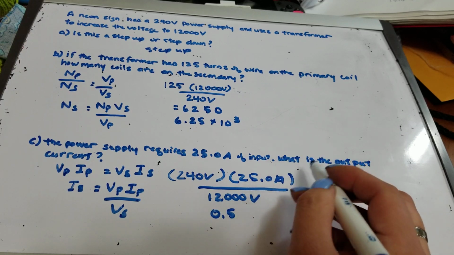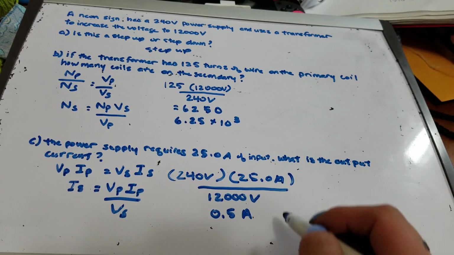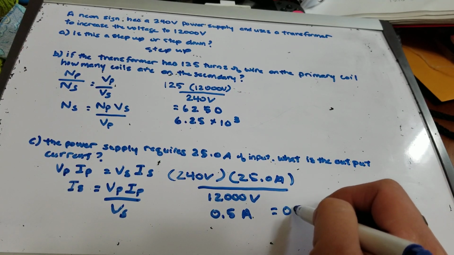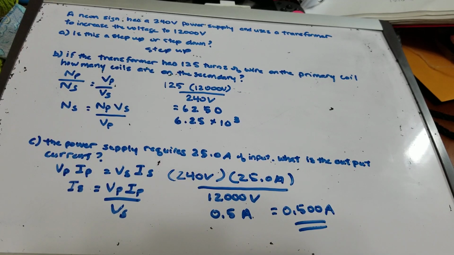When I do the math, I get an answer of 0.5 amps. Now, when I look at the question, 25.0 has 3 significant digits. So therefore your answer needs to be in 3 significant digits. Therefore, you need to change this answer to 0.500 amps. And that would be your final answer.